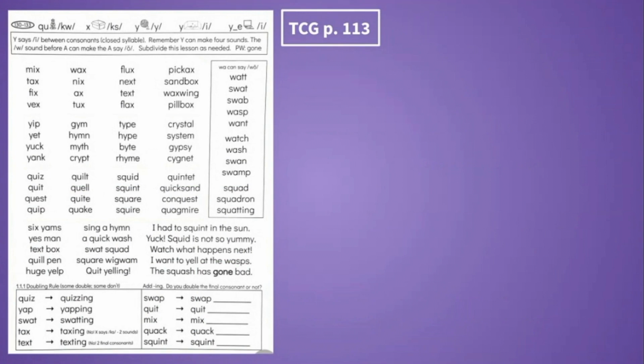Lesson page 113 includes 5 different skills. 4 are listed at the top: QU, X, Y yarn, Y, Y gym, I, and Y consonant E type I. The words for these skills are grouped together in sections on the page. There is an additional section at the bottom that reviews the 1-1-1 doubling rule.